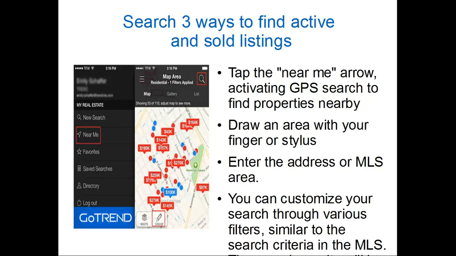Also, we can do the same thing. So if we're out, we drive by a house and we see a sign and we know we have someone who's looking for that kind of house, we don't have to write down the address. We just could click on my location or near me, and you could find the property. Or you could just put the address in too. So that's something that's really nice.